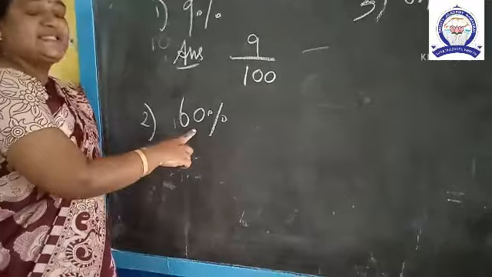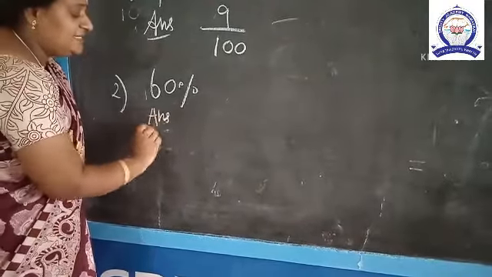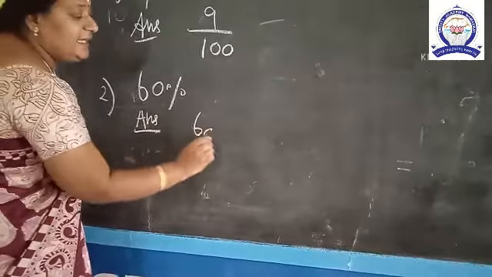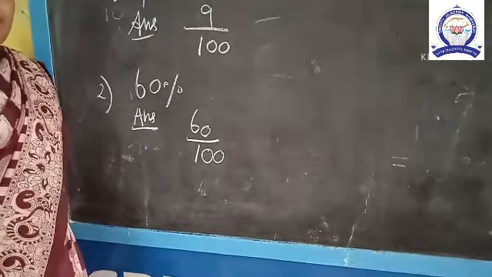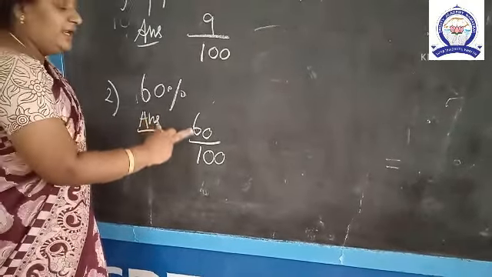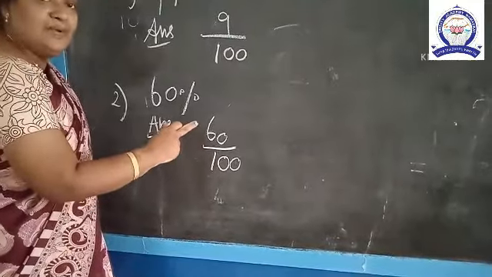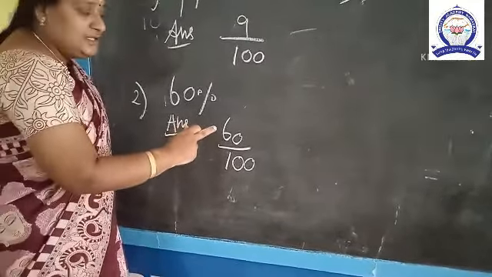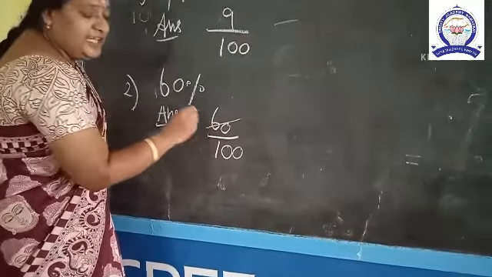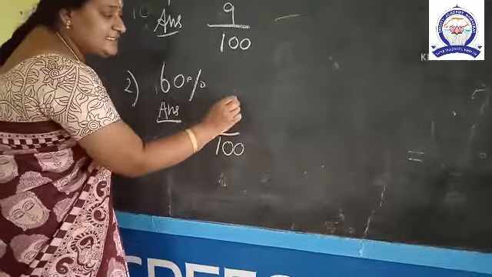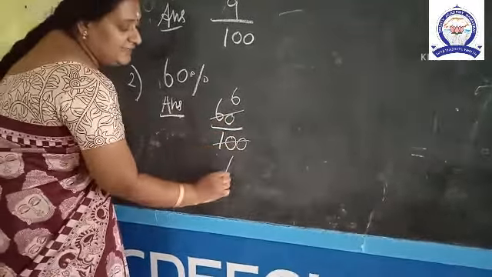Second sum, 60 percentage. So how will you write 60 percentage as fraction? 60 by 100. Numerator and denominator are even numbers. Again using multiplication tables we are going to cut. 60, 100 எந்த டேபிள் வரும்? 10 டேபிள் வரும். So 10 டேபிள கட் பண்ண போறோம். 10 6s are 60, 10 10s are 100.